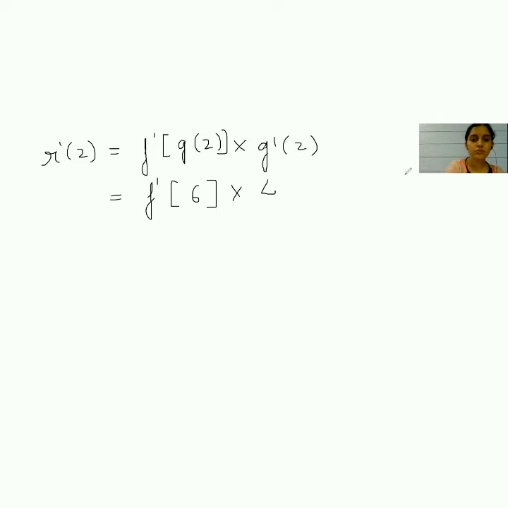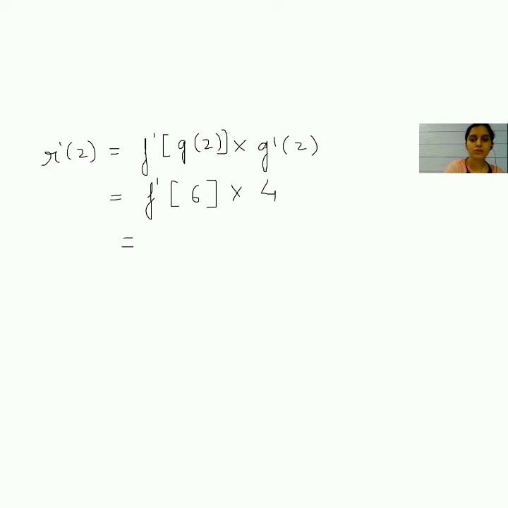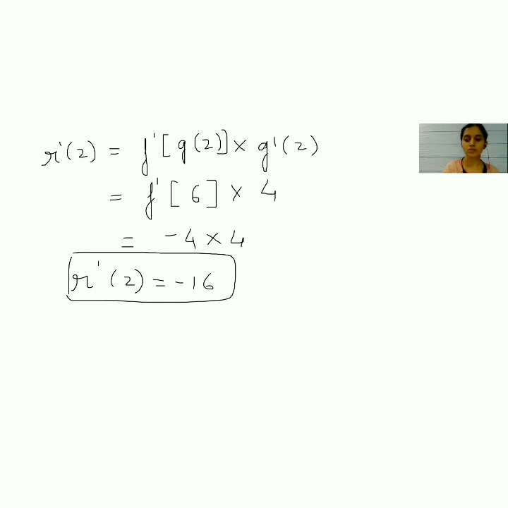So into 4. Again, what is f dash of 6 now? f dash of 6 will be minus 4. So we put in the value as minus 4 over here, multiplied by 4. So what is the answer for r dash of 2? It is minus 16.